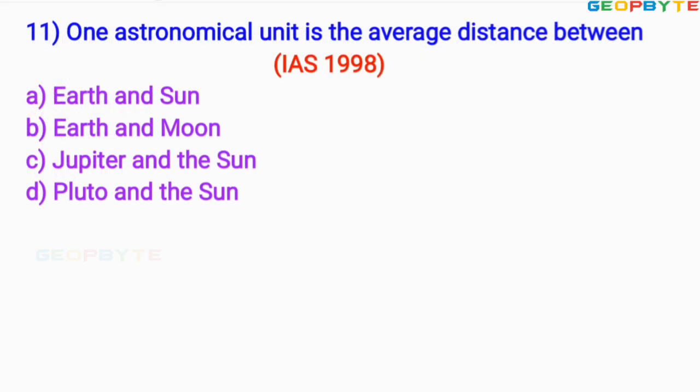Look at the 11th problem asked in 1998 for the IAS exam. Problem is like this. One astronomical unit is the average distance between Earth and Sun. That distance is approximately 150 million kilometers.